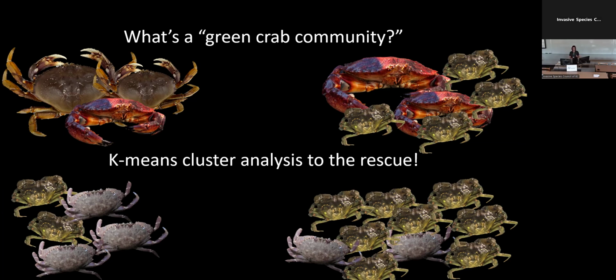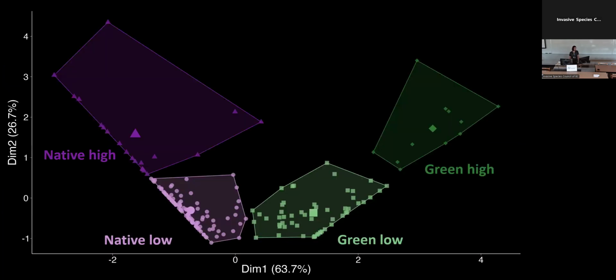So for my purposes, this was helpful in taking green crab communities and putting all of the crab species abundance into this model and asking it, you tell me, what is a green crab community? So my k-means cluster analysis identified 4 distinct clusterings of crab communities. If you imagine a giant point cloud of lots of different variables, this graph has just taken all of those and smushed them into 2 dimensions, so we can visualize them in human readable space.